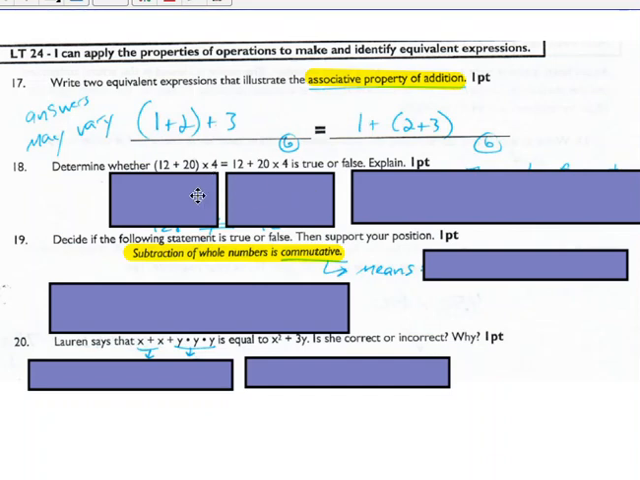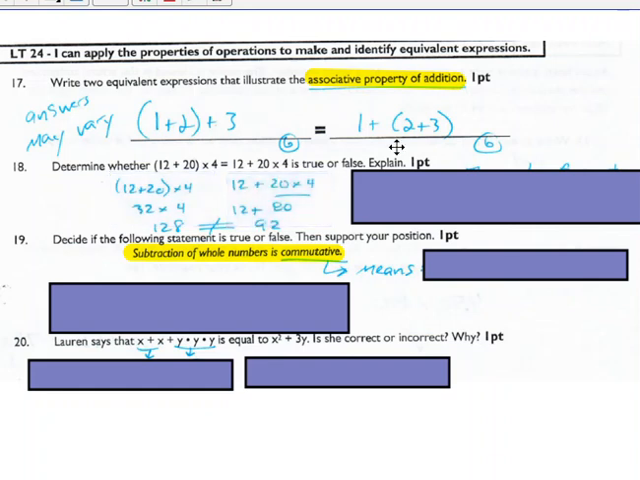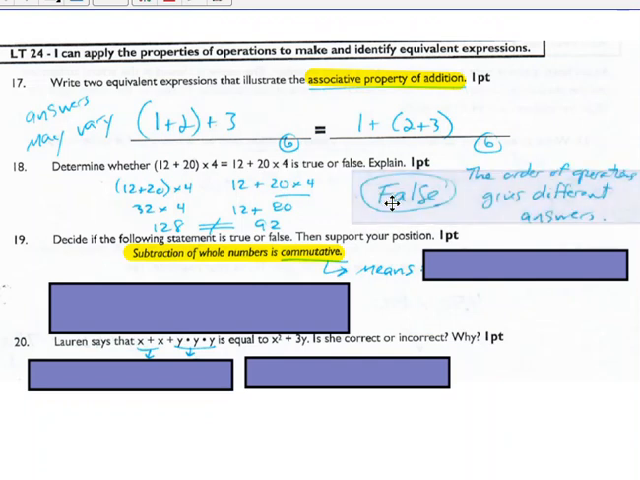In number 18, you should really have just worked these to see what happens, and you find out that you get different results. Okay, in this first one, you do this first and then times 4. But if there's no parentheses, well, now you need to start with the multiplication because that's more important than adding. So you'd get 12 plus 80. And we get different answers. So this one was false, and you had to explain why.